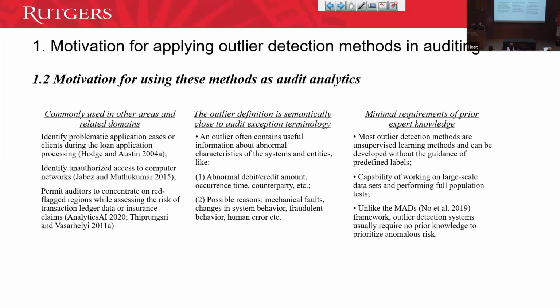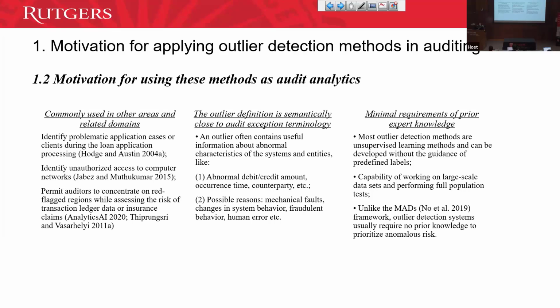Now we have some basic understanding about outliers and the corresponding methods. In this slide, I summarize three important motivations why we can use those methods as audit analytics. Firstly, after performing a very comprehensive literature review, we realized that such methods are really commonly used in other domains and related areas. For example, outlier detection algorithms can be used to identify unauthorized access to computer networks.